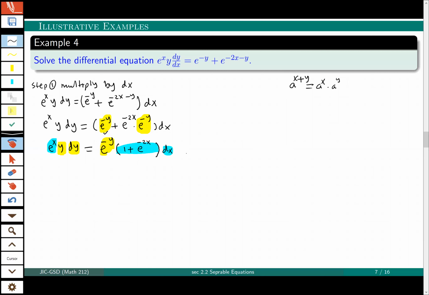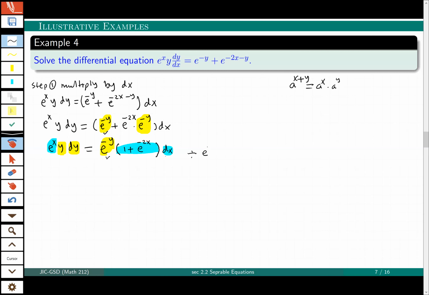Now we need to divide by a quantity to separate a function of x with dx, a function of y with dy. So if I have dx, I need to get rid of this quantity. So I need to divide by e raised to the power minus y. And here I have dy, so I need to get rid of e to the power x. So dividing by e to the power minus y times e to the power x on both sides.